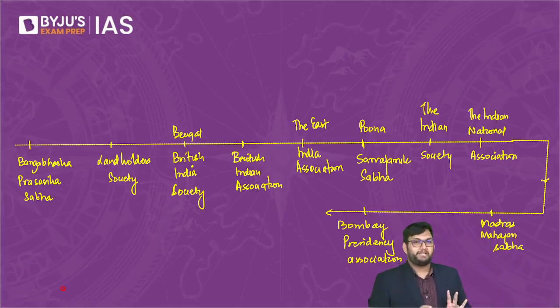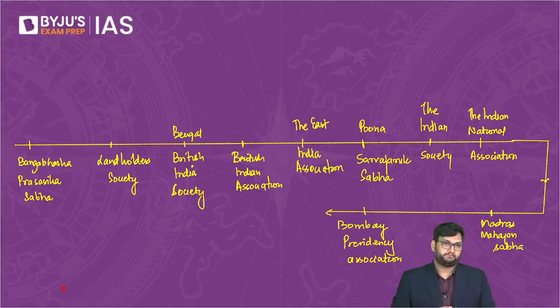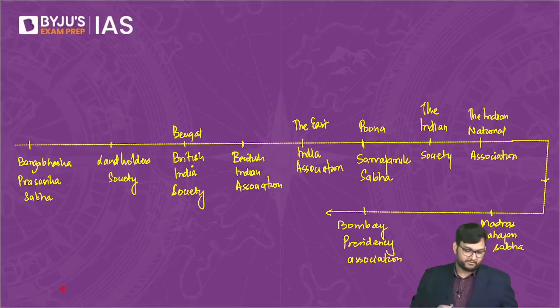I'm not writing the dates on it because then it defeats the purpose. If you can remember the sequence, then you don't have to learn the dates. So you have Banga Bhasha Prashashika Sabha, thereafter the Landholder Society, then Bengal British India Society, then British India Association, then the East India Association, Pune Sarvajanik Sabha, so you go to Bombay, then you come back to Bengal again, the Indian Society by Shishir Kumar Ghosh, thereafter Indian National Association, and I have written society, it's the League.